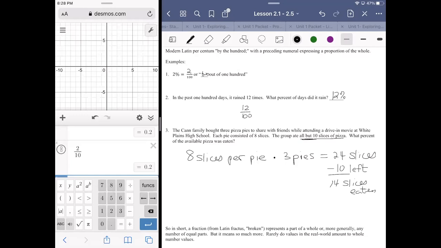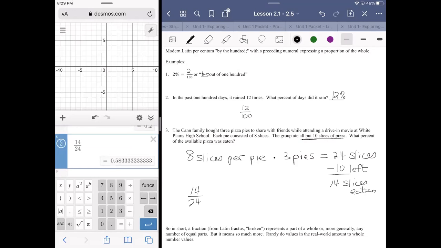So we want to know what percent of the available pizza was eaten. That would amount to 14 out of the 24, 14 slices eaten, 24 available. Then it's a matter of, okay, pick your favorite method. Again, in the interest of time, I'm just going to do a quick division on the calculator.